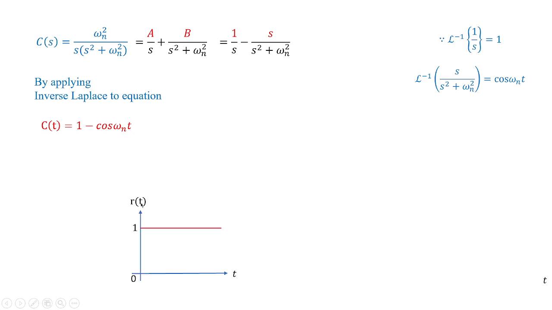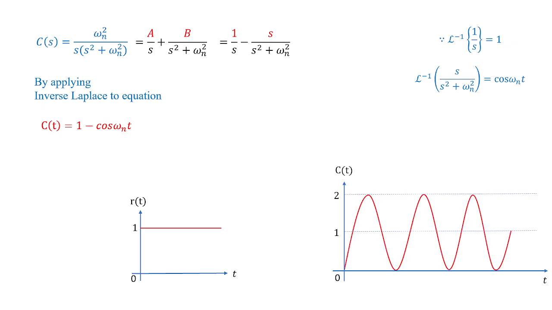So input is step, and output you are going to obtain by substituting the value of t as 0 degrees, 90 degrees, 180 degrees, and so on. You are going to get the graph of the output, which is in oscillation form. You can see the oscillations keep on repeating. In fact, I can say these are constant oscillations. So this is the response of second order system under undamped condition, when the zeta value is taken to be 0.